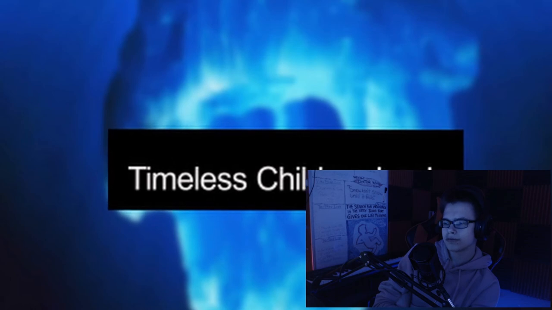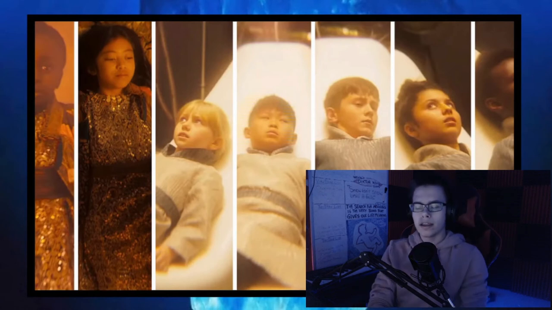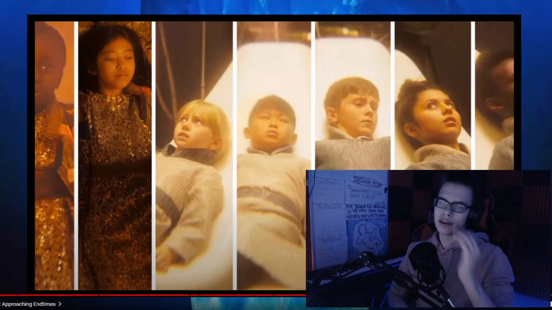Timeless Children leaks. The infamous Timeless story arc that ravaged the fandom in early 2020 was actually not much of a surprise to a small portion of that fan base. That's because the Series 12 story arc actually leaked online as early as October 2019. Right, it did get leaked. I remember this.